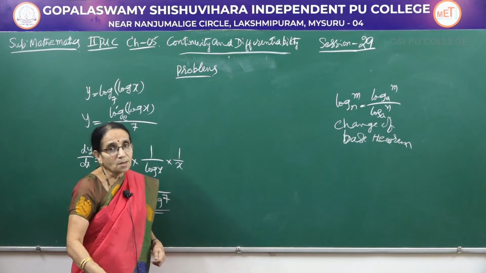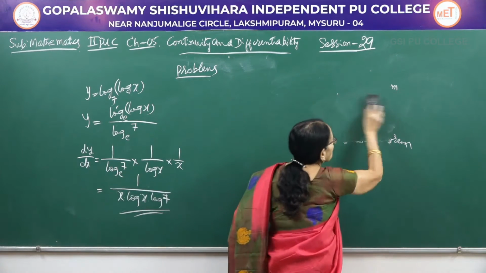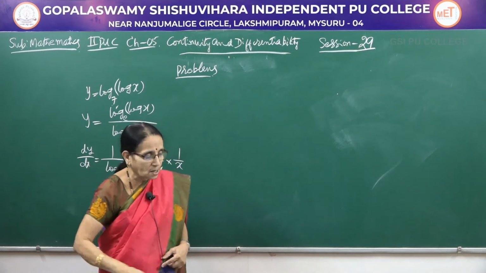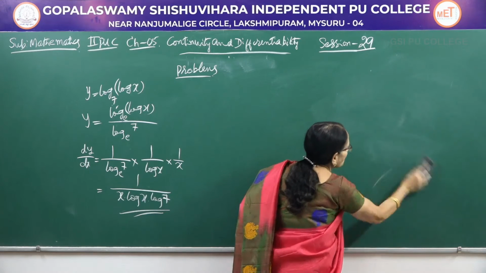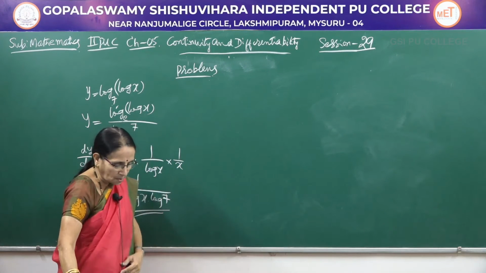So when the base is e, you cannot directly write the derivative as 1 by x. When the base is not e, it is different, then you have to use the change of base theorem, and finally you can get the function differentiated.